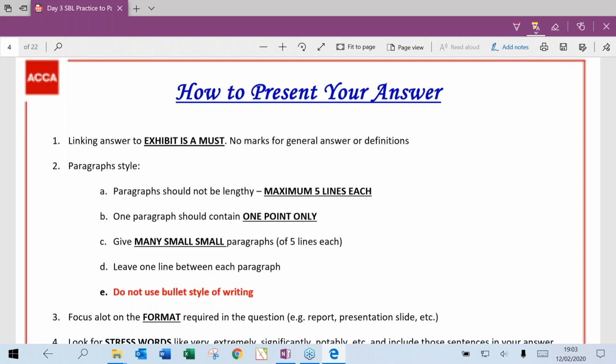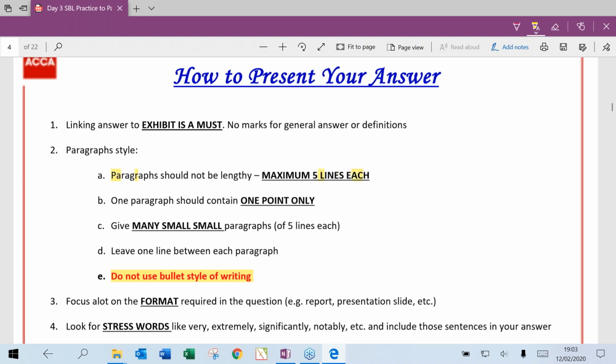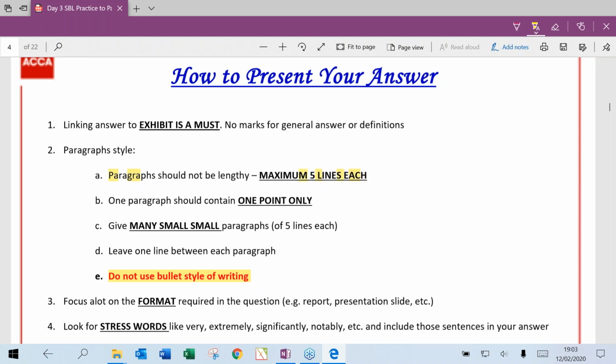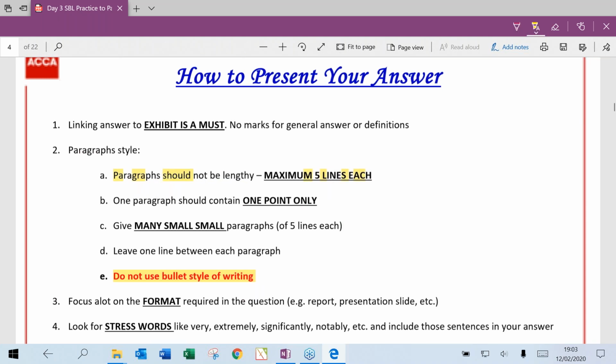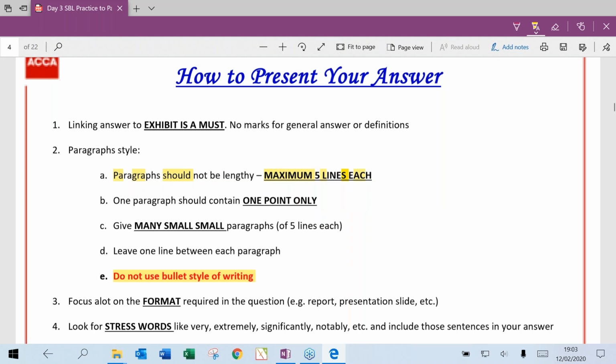The second thing is that our style of writing will be paragraph style. No bullet style is supposed to be used. Okay, by and large we will adopt a paragraph style of drafting. The paragraph should not be lengthy. Examiner hates lengthy paragraphs. Okay, so you remember yesterday we talked about the size of each para. So maximum is 5 lines.